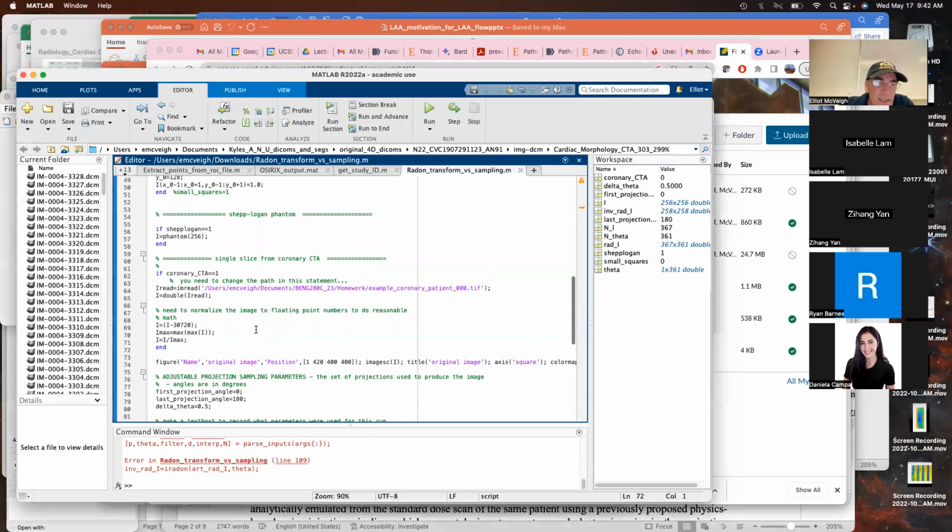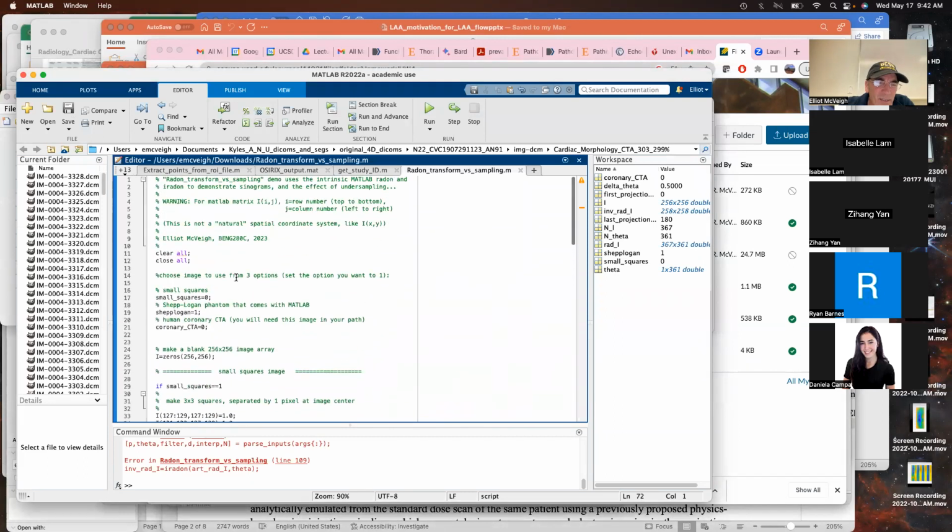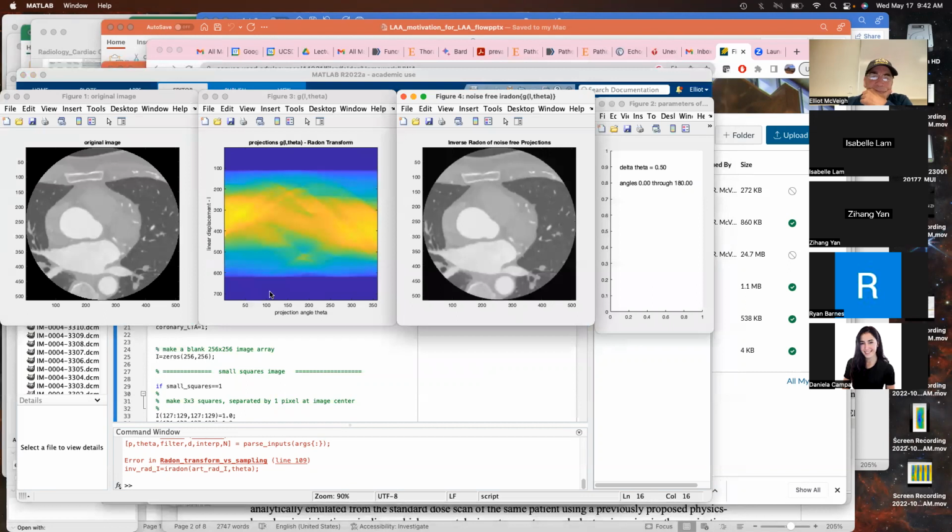If we load up the CTA image, let's turn that one off, turn this one on, and see what happens. Okay, so this is the picture, the sinogram of the picture, and then the inverse radon transform of this, giving us that. And so you could look at the difference between these two pictures, perhaps, to analyze the change in features and image quality as we change these settings.